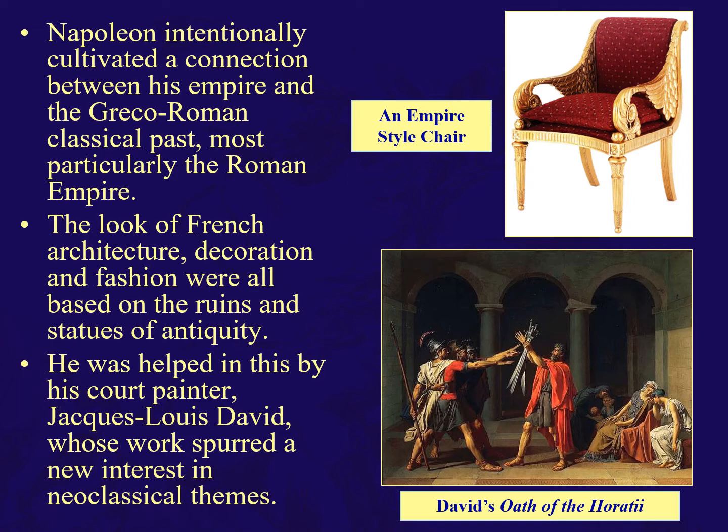Napoleon, for his part, intentionally cultivated a connection between his empire and the Greco-Roman classical past, particularly the Roman Empire. So it was a conscious look in architecture, decoration, and fashion based on ruins and statues of antiquity. So Empire style was a conscious choice. As you can see, a chair there that is modeled on a Roman campaign chair.